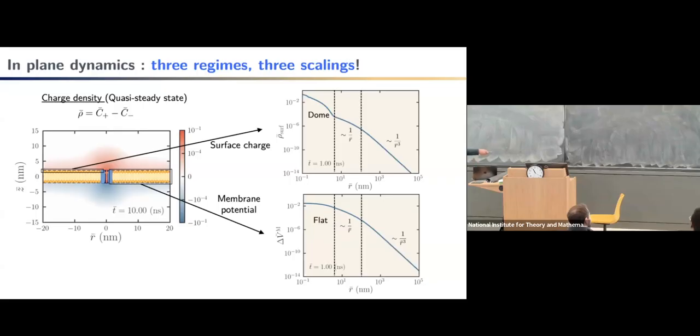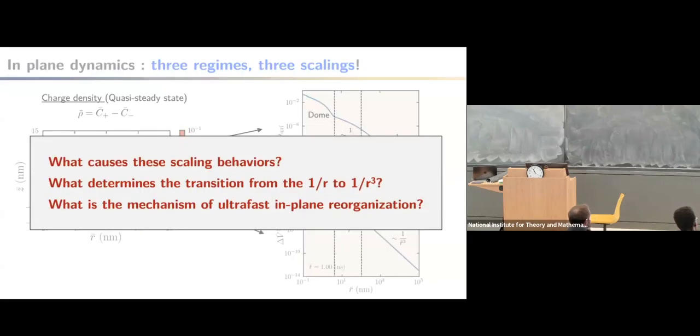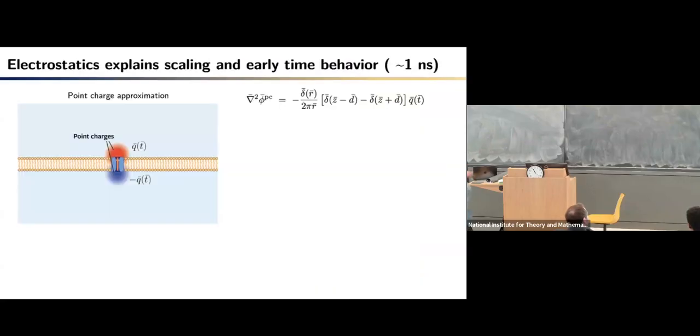And the same for the membrane potential. So this was the first telltale sign that there are some long-range effects involved. It's not getting screened like we would normally, naively think of Debye-Hückel screening, with exponential decay. So the question was to understand the origins of these scaling behaviors, what determines this transition from 1 over r to 1 over r cubed, and those transitions will become much clearer when I go beyond 1 nanosecond, and what is the mechanism of this fast in-plane reorganization that seems to not be diffusion.